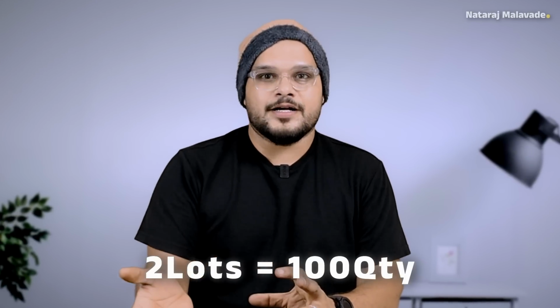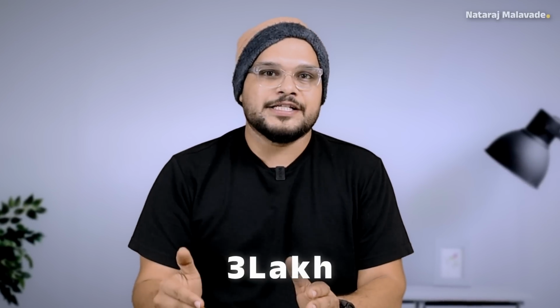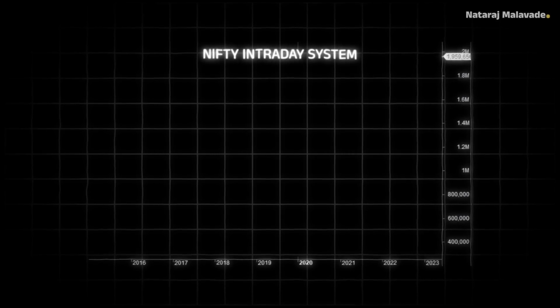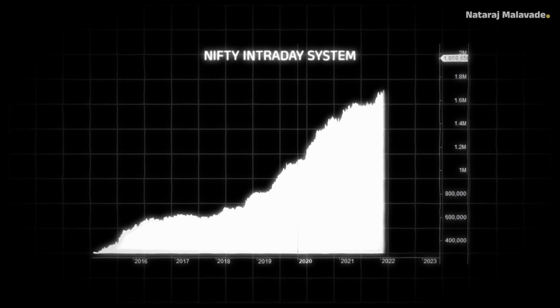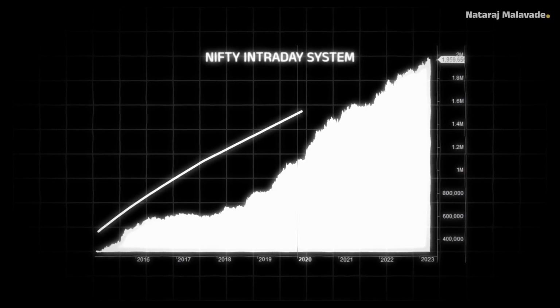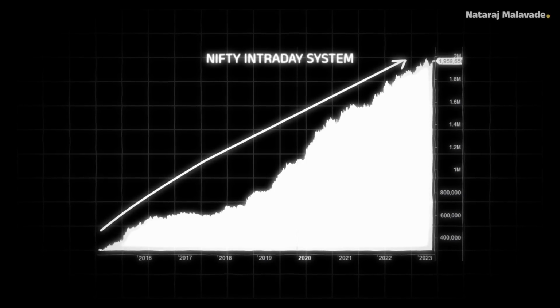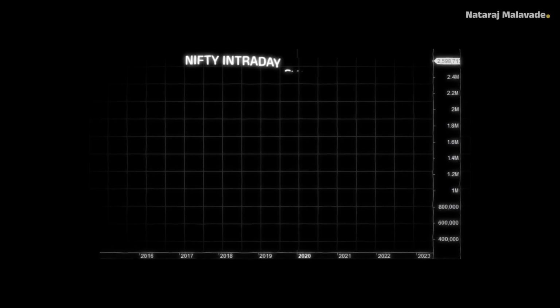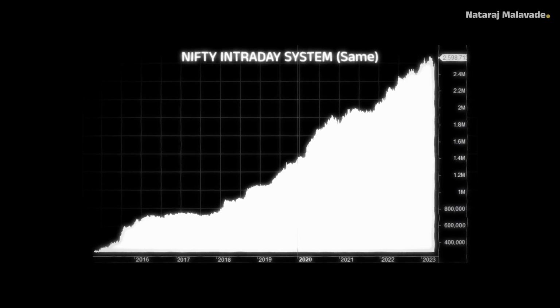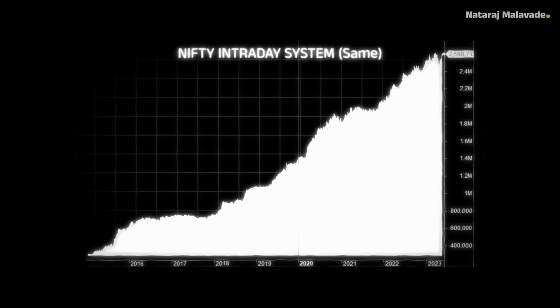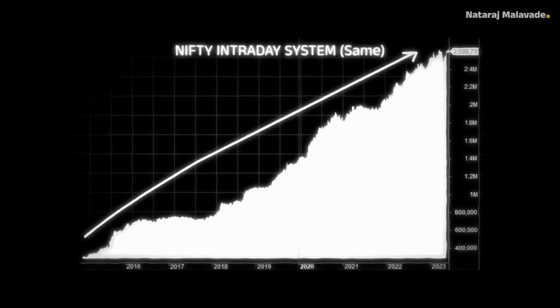Now it's time to look at some real life examples. Basically, I tested one of my intraday strategies on Nifty using a fixed lot size. In this case, I'm using 2 lots, that means 100 quantities, and 3 lakh rupees as my initial capital, and it turned into 19.6 lakh by the end of 10 years. However, with the same strategy, same method, same initial capital, I tested ATR-based position sizing, and the result was completely different, nearly 25 lakh rupees. That's around a 25% increase in the performance of the same strategy.